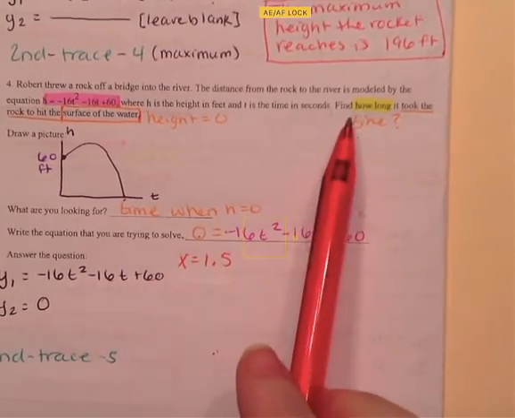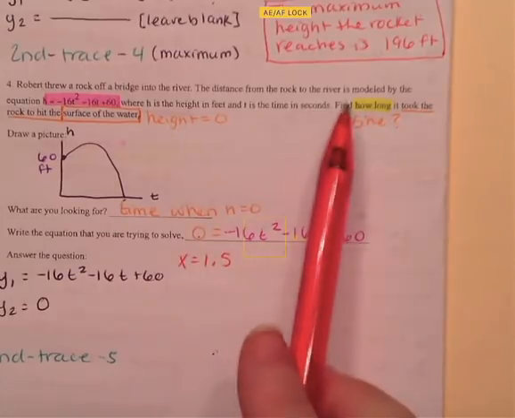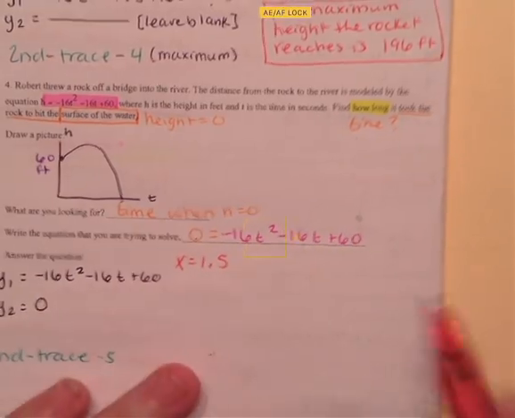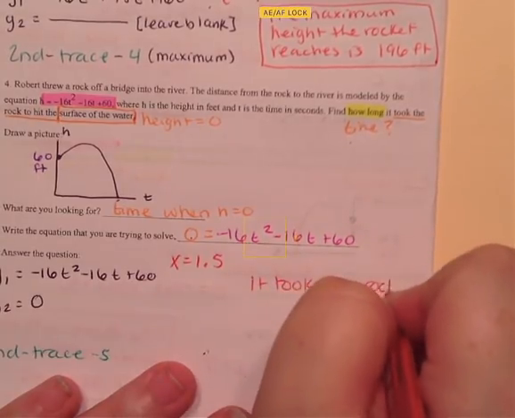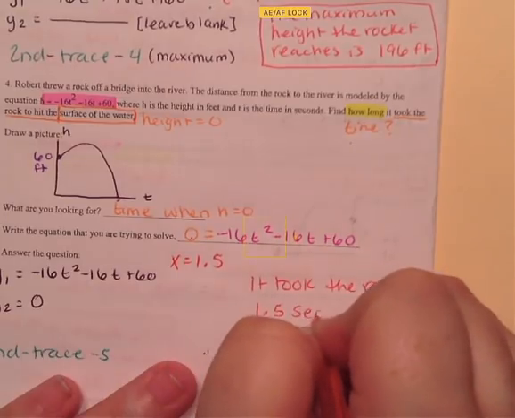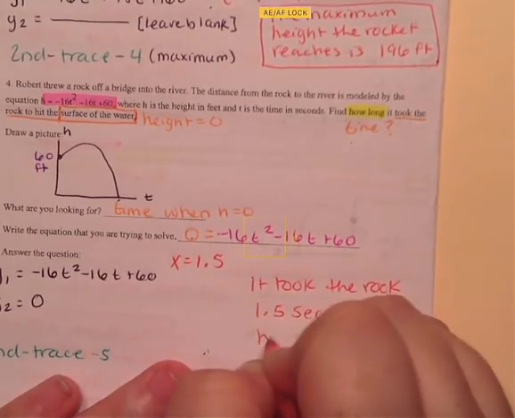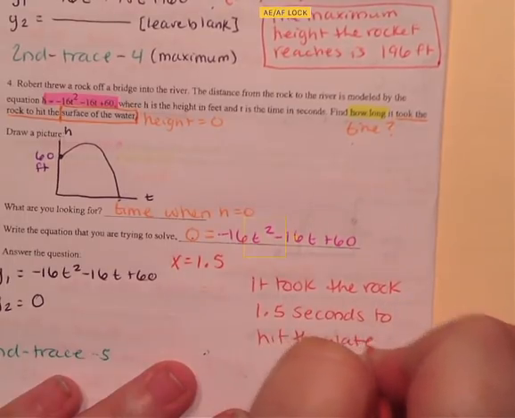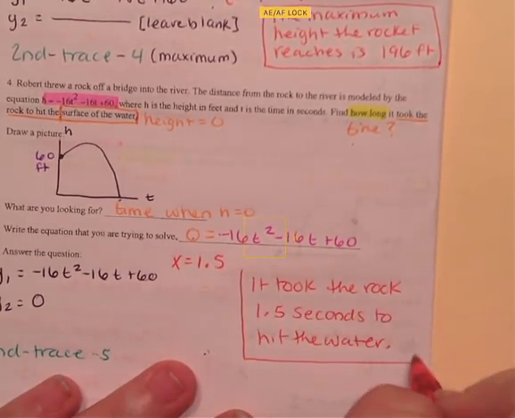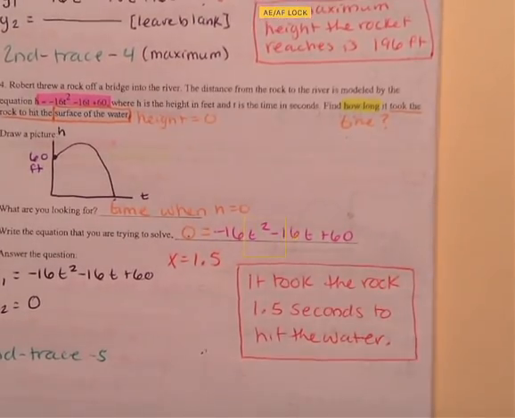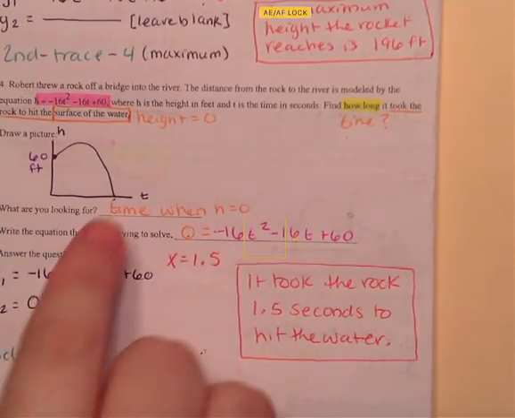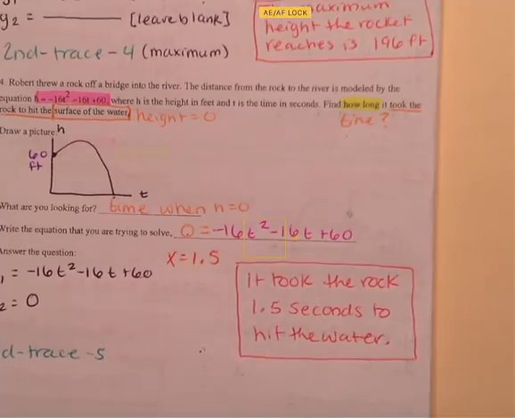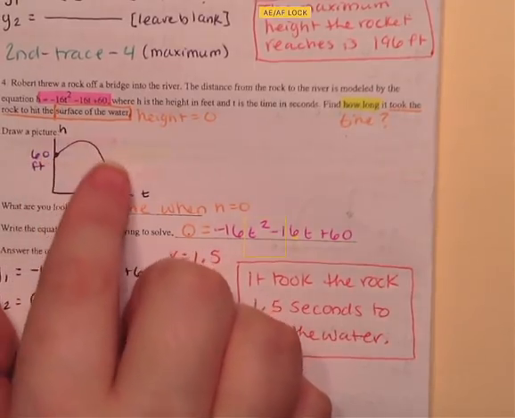So again, we go back to the question: how long did it take the rock to hit the surface of the water? It took 1.5 seconds. Again, we're throwing something, so we're not superhuman, we can't throw something that takes a minute to hit the ground, especially if we're only 60 feet in the air. So if we think back to the problem, our answer makes sense with what Robert is doing. Robert's just throwing the rock.